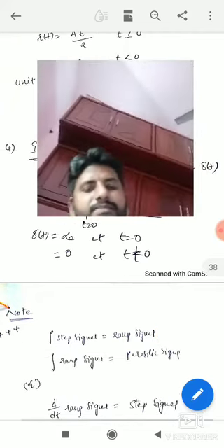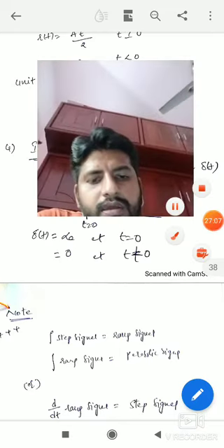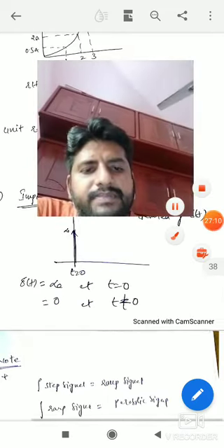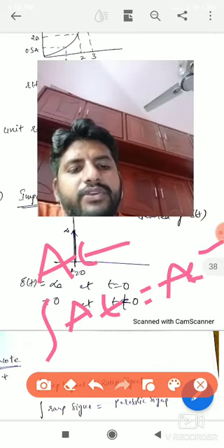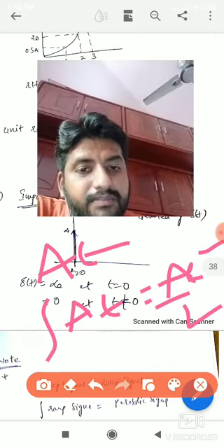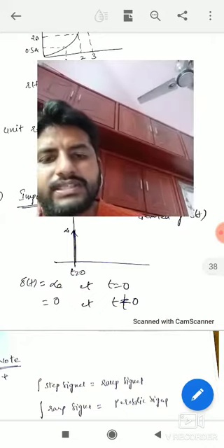Now we'll see the concept. You know the integral of a step signal is a ramp signal. Now the integral of a ramp signal: what is a ramp? Ramp means At. So the integral of At is equal to At square by 2. That is nothing but a parabolic signal. So these two statements are very important. Means what are the statements?